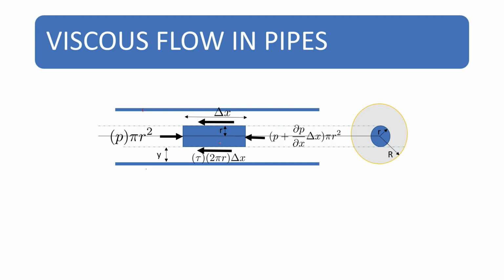And you have a friction force acting on the surface of the fluid element, that is tau into 2 pi r into delta x. This 2 pi r into delta x is the surface area of the fluid element, 2 pi r being the circumference of the cylinder, into delta x gives the surface area, and tau is the shear stress acting.